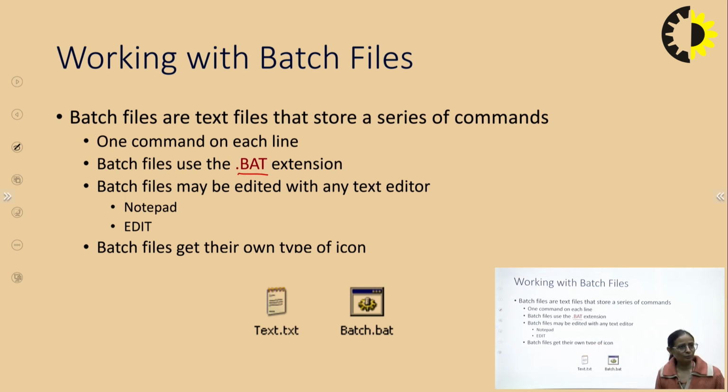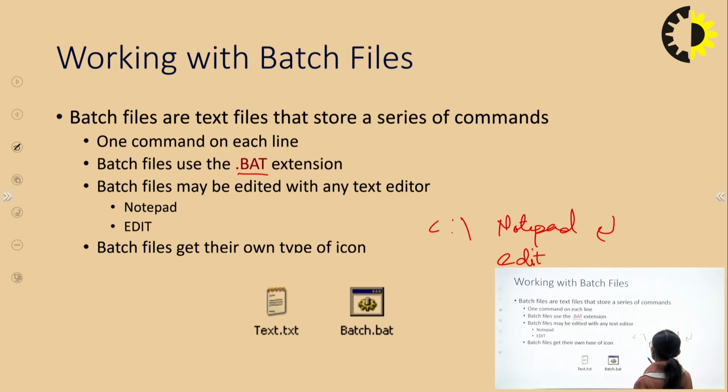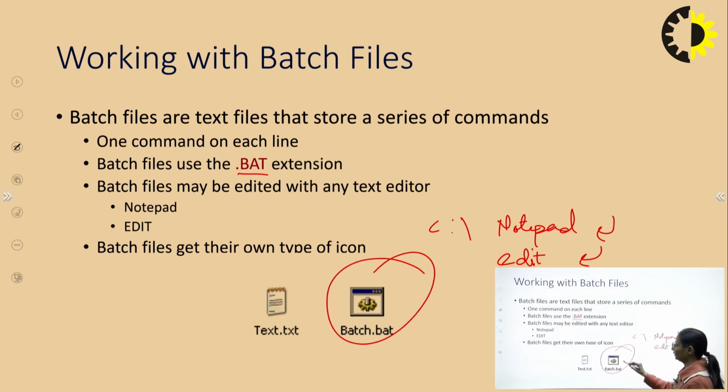You can edit them using any text editor, for example notepad or edit on the C prompt. For instance, if you type notepad, then automatically Notepad will open. If you type edit, that is again a default editor, the editor gets opened. So you can use either notepad or edit for editing them. Batch files get their own type of icon. Look here, the icon is totally different. Wherever you find this kind of icon, it tells you that this is a batch file.